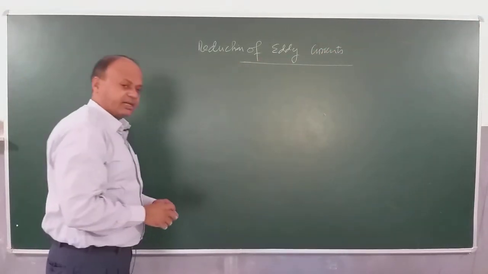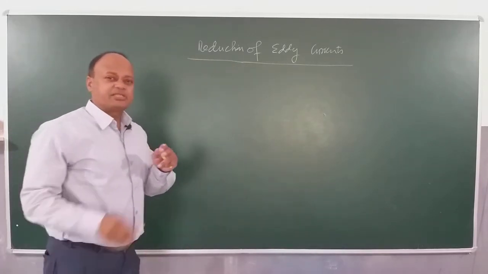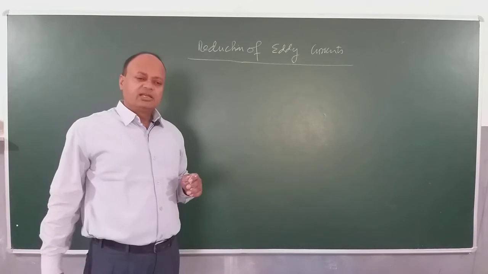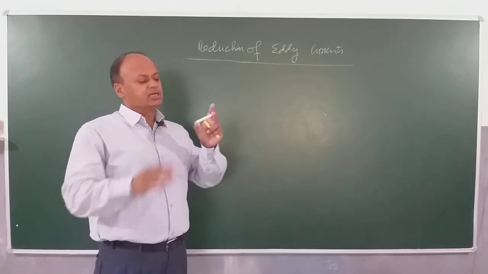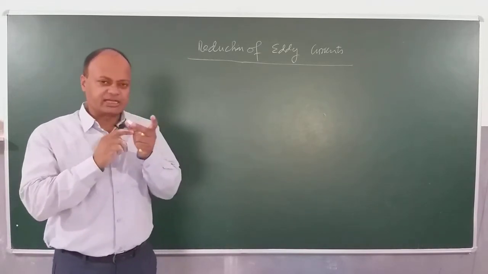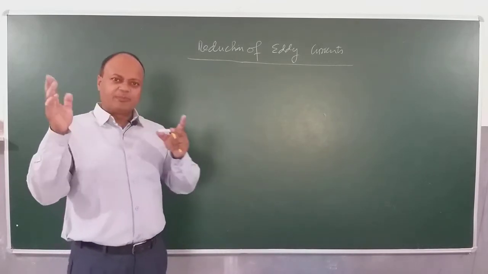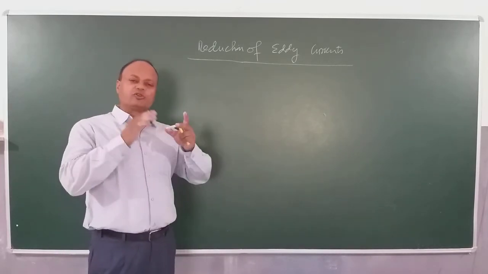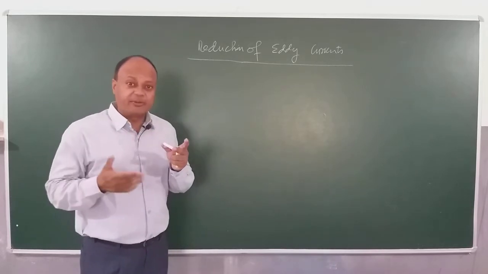How can we possibly reduce eddy currents? You see, eddy currents are basically surface currents. Suppose this is a metallic bar which is moving in a magnetic field and is having eddy currents, and these currents are on the surface. Like I said, we cannot completely eliminate eddy currents, but we can do something about reducing them, and we can reduce them to a great extent also. So how can it be done?